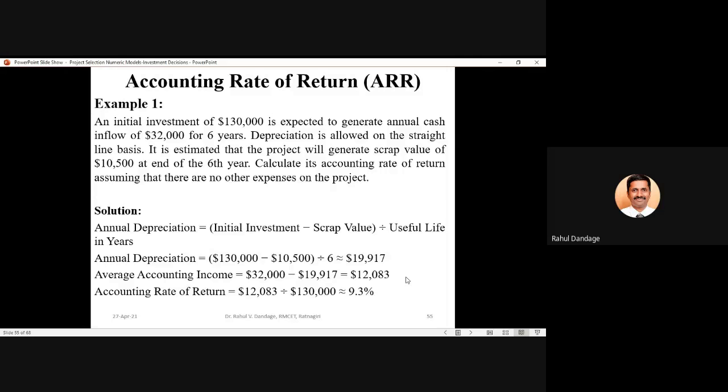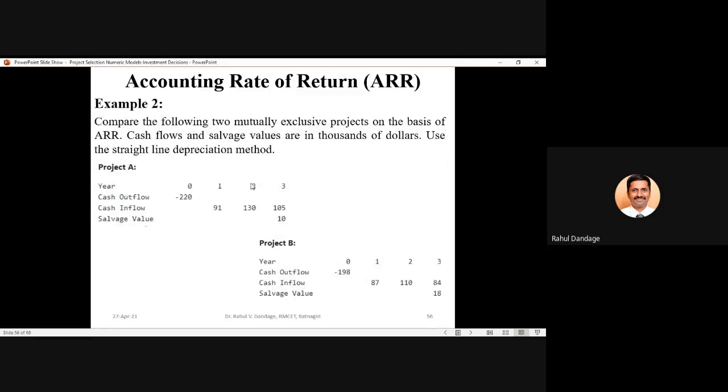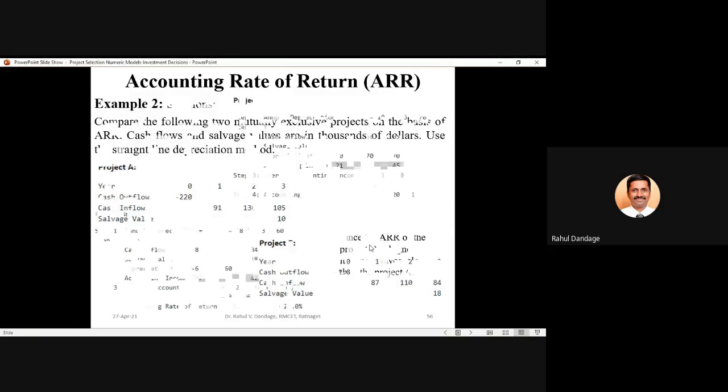If multiple projects are mutually exclusive, then you can select the project which has the higher accounting rate of return. So this is another example, mutually exclusive projects for calculation of ARR. So cash outflows are given, cash inflows are given, and the salvage value, that is, what you get when you sell the project at the end, is also given for all the projects. Again, the straight line depreciation method is to be used.